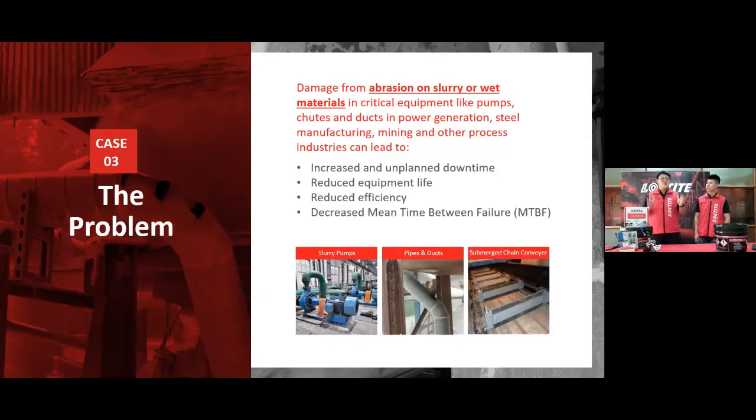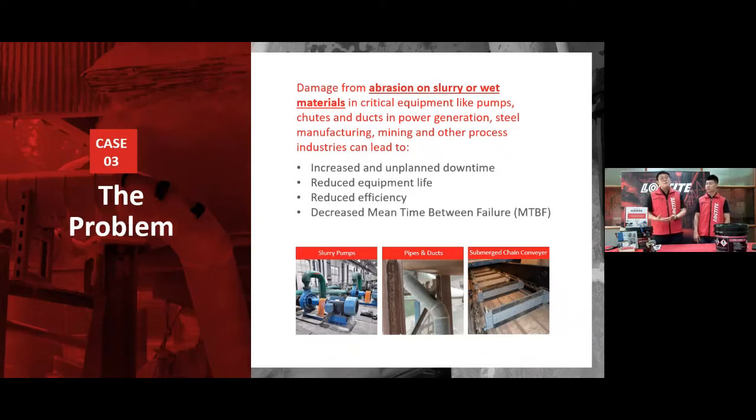Okay. So you can see that the previous two problems we talked about dry damage, dry abrasion, dry impact. Maybe some of the audience might say, hey, how about equipment that has running water, or some liquid type of material? Not to worry, we got you covered. We have abrasion on slurry or wet materials. You can find it on equipment such as pumps, slurry pumps, pipes and ducts.